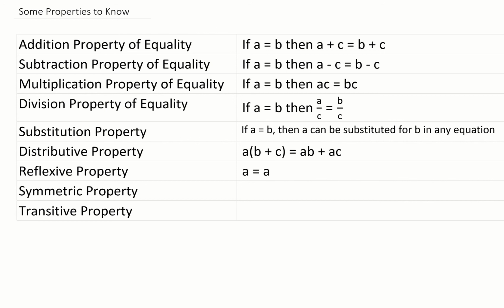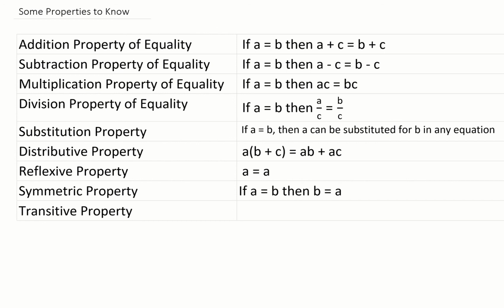And then the reflexive property is, it kind of seems weird that we're using properties like this, but A is equal to A. So it literally is saying that a number is equal to itself. So 5 is equal to 5, 1 is equal to 1, etc. Okay, so very simple property, but it's known as the reflexive property.